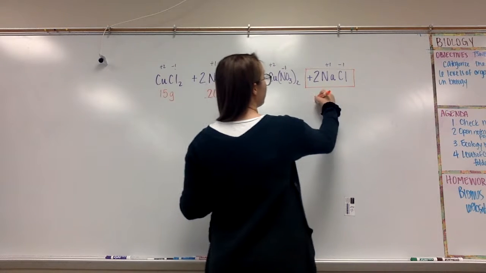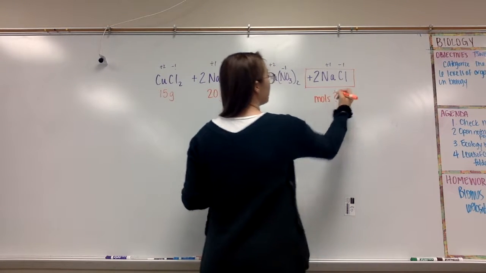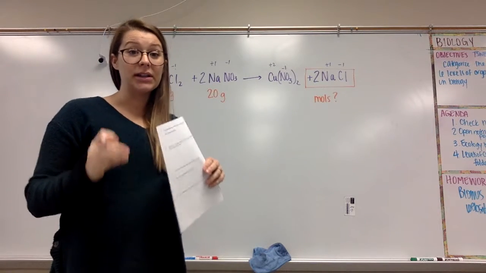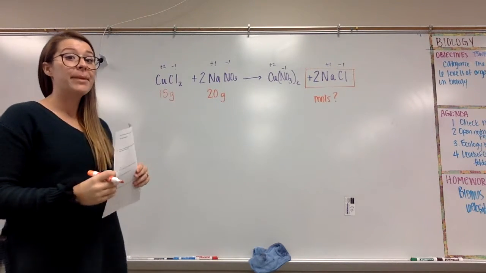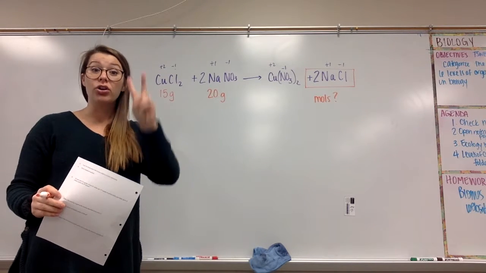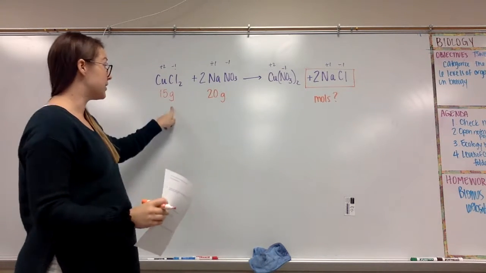So how many moles of sodium chloride are we going to make? Now, limiting reactant problems are easy to identify because you're not only given one amount of a substance, you're given 2 amounts of substances to start with.